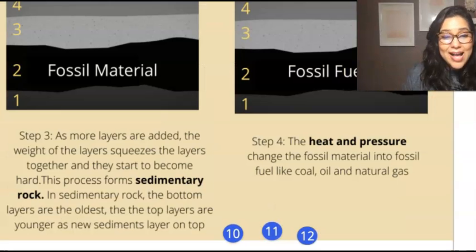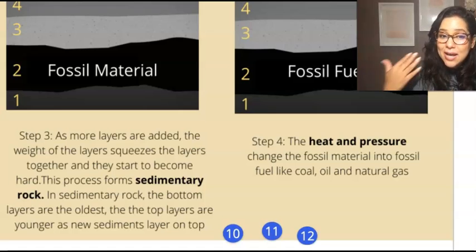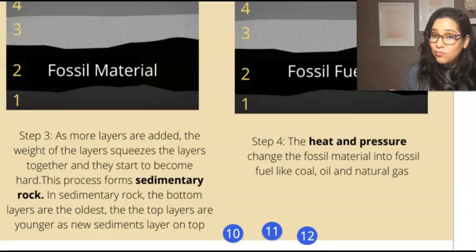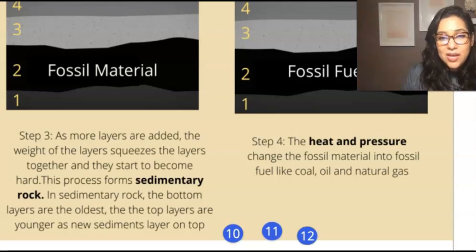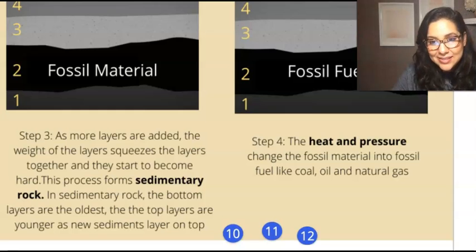Step 3. As more layers are added, the weight of the layers squeezes the layers together and they start to become hard. The process forms sedimentary rock. In sedimentary rock, the bottom layers are the oldest and the top layers are the younger layers as new sediments layer on top. And step 4. The heat and pressure change the fossil material into fossil fuels like coal, oil, and natural gas.